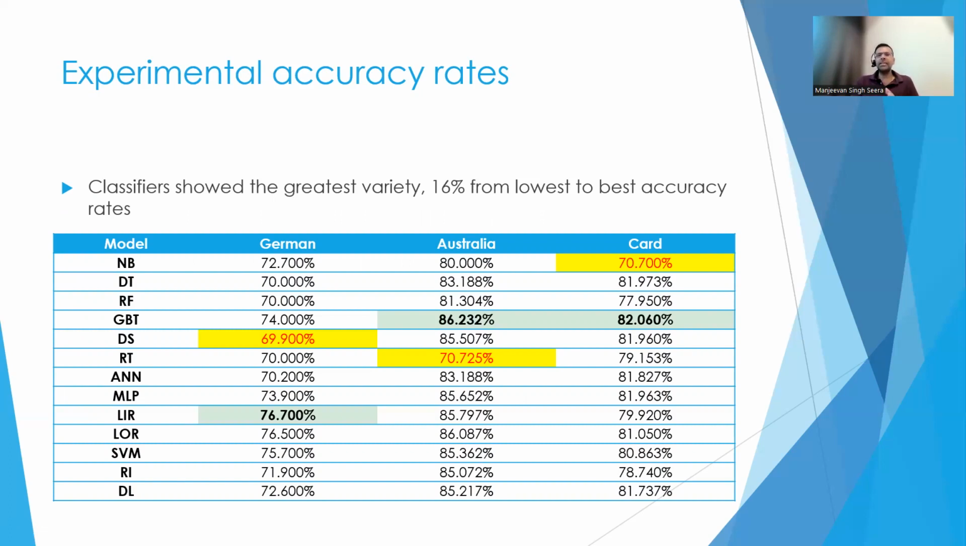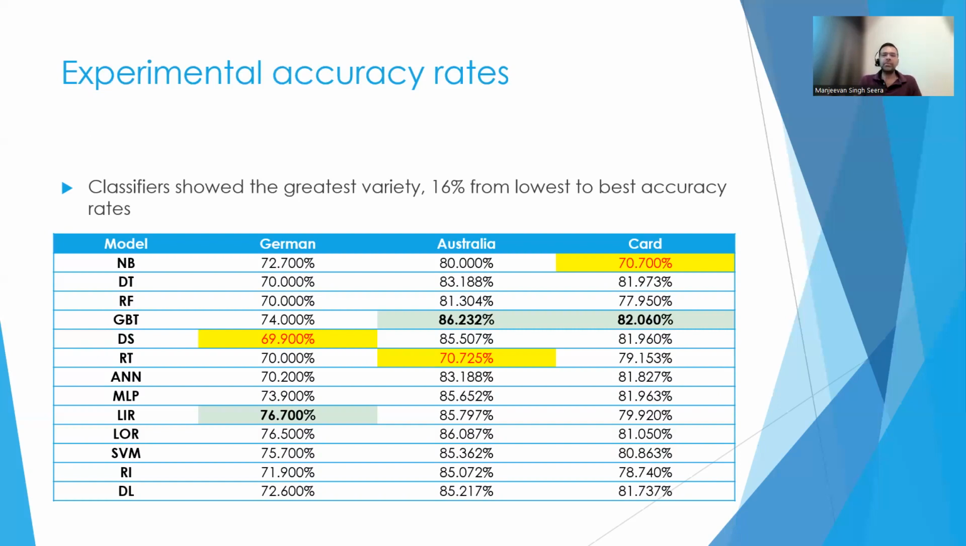As you can see from the 13 classifiers, there is quite a big variety in terms of the accuracy rates, which ranges up to 16% in difference from the lowest to the best accuracy rate. For example, the decision stump was one of the lowest accuracy rates in the first data set. In the second data set, random tree had the lowest accuracy, while for the last data set, the naive Bayes had the lowest accuracy.